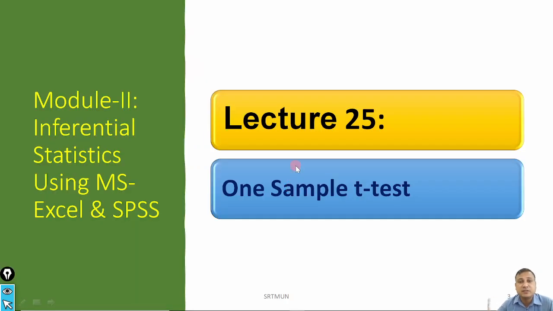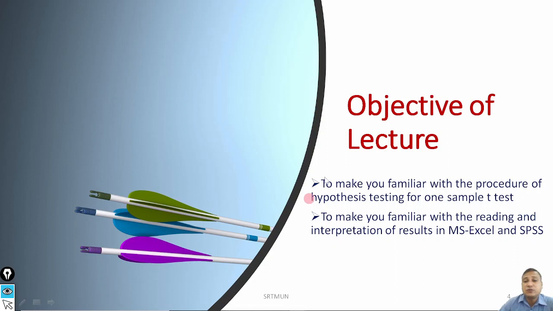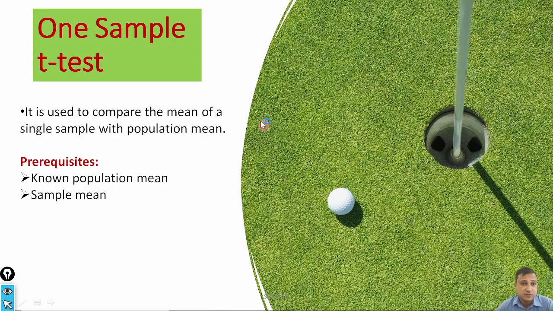So let me start with lecture number 25, and the title of lecture 25 is one sample t-test. The objective of this lecture is to make you all familiar with the procedure of hypothesis testing for one sample t-test using MS Excel and SPSS. Once we follow the procedure, we'll get the result with us. Then we'll try to understand how we can read and interpret those results. So let me start with the prerequisites first.